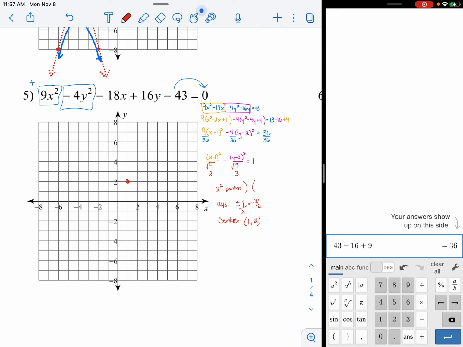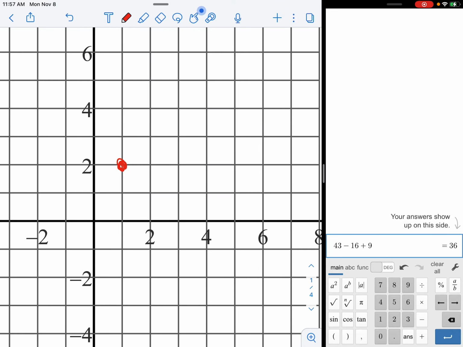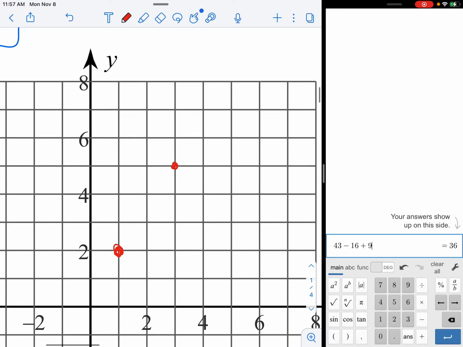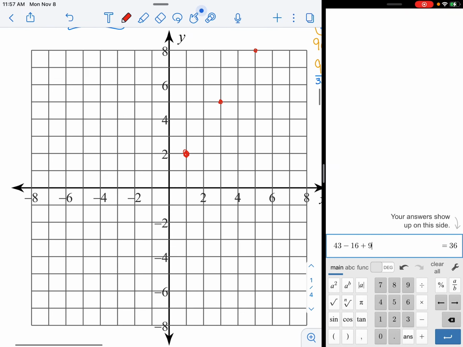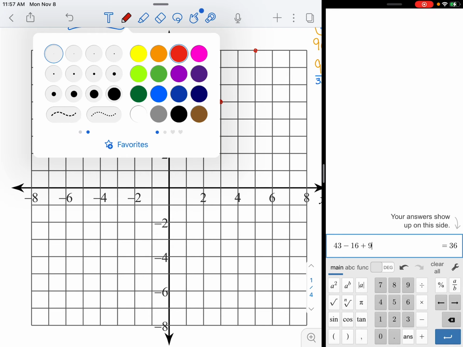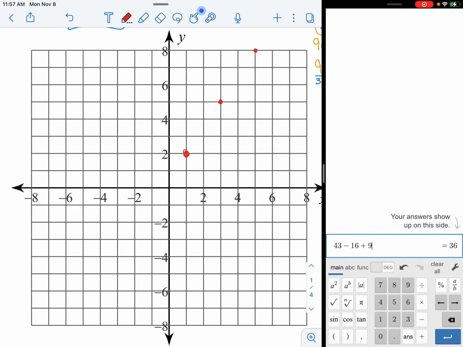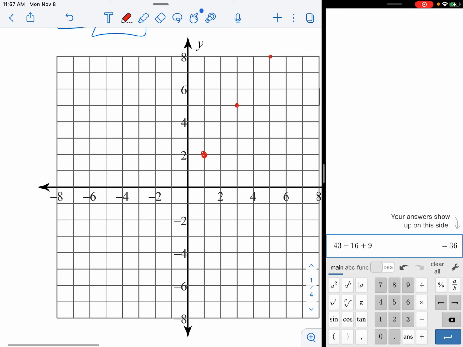From our center, we will go ahead and do our asymptotes of up 3, right 2: 1, 2, 3, 1, 2. That's going to be good enough. I'm going to grab my broken line. Remember, the asymptotes are not actually part of your graph. They're simply what your graph approaches but never touches.